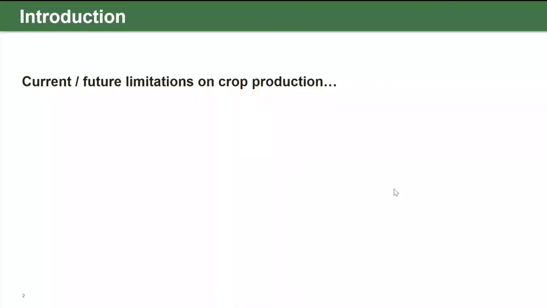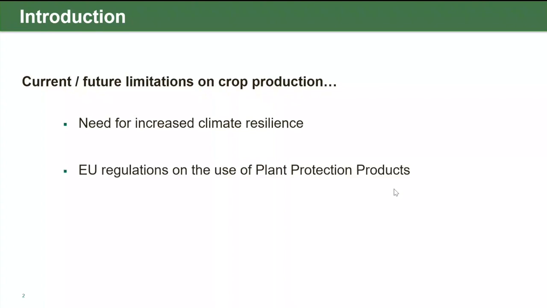I would like to start by reminding you what the current limitations in crop production are: the need for increased climate resilience, and the changing EU regulations on the use of plant protection products. As you probably know, more than 50% of the plant protection products that were available 2 years ago are now banned. And also the ambitious Farm to Fork goals for 2030.